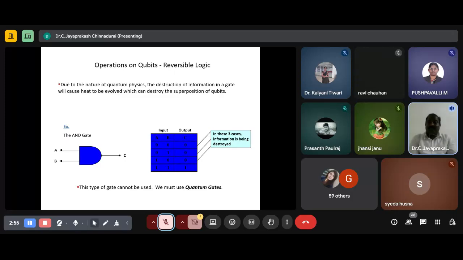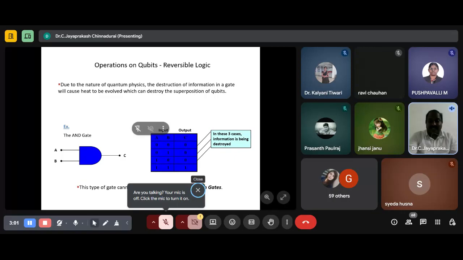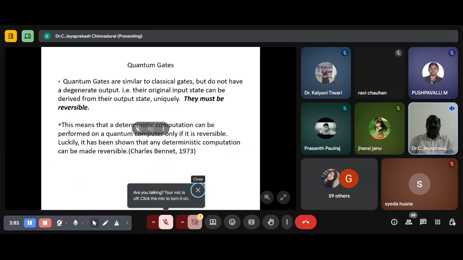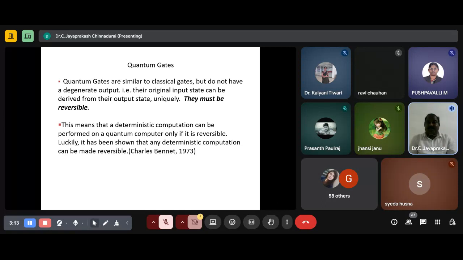So what type of gate are we using? We'll see in the next slide. We must use quantum gates. So what are quantum gates? Quantum gates are similar to classical gates, but do not have a degenerate output. Their original input state can be derived from their output state uniquely. They must be reversible. This is the important point.